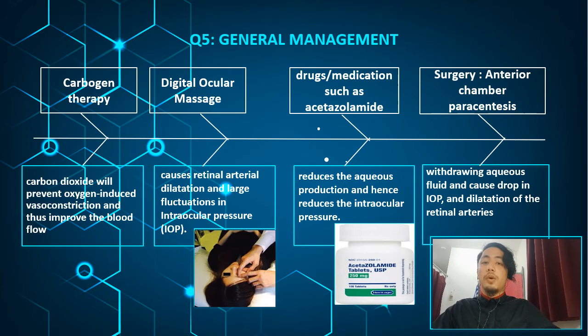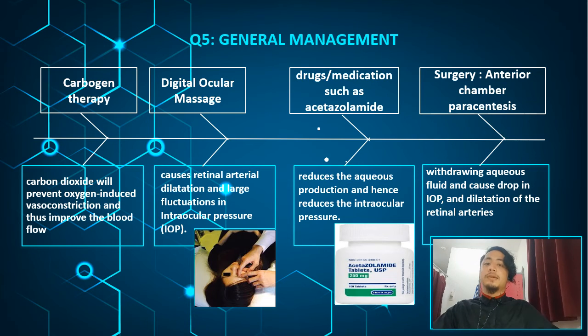The technique that we can use in this method is digital ocular massage, as I provide the picture in the slide. This technique is something like that. Digital ocular massage will cause the retinal artery to dilate. As it dilates, it will create a large fluctuation in the IOP in our eyes. This technique can also dislodge the thrombus in our eyes. Thrombus is actually a blood clot that forms in the vessel in our eyes, and it remains in the same place.